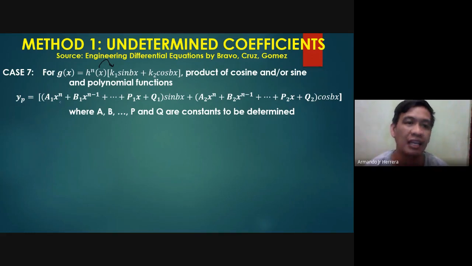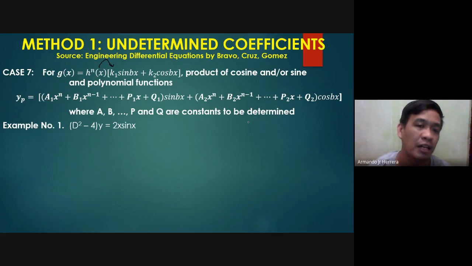So ang gagawin natin, para sa sine, yung unang polynomial plus another constant, a2 x to the n, b2 x to the n minus 1, and multiply naman natin by cosine of bx. So, magkaiba yung constant ni sine kaysa dun sa constant ni cosine. So, ibig sabihin, ang ating arbitrary constants to be solved, a1 and a2, b1 and b2, are constants to be determined. So, let us try to solve this.